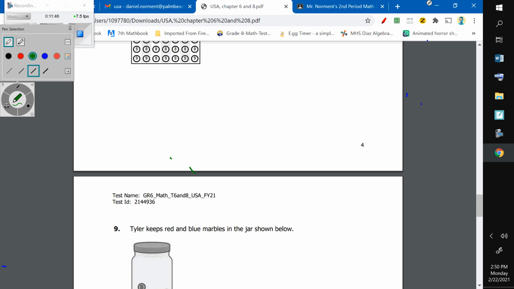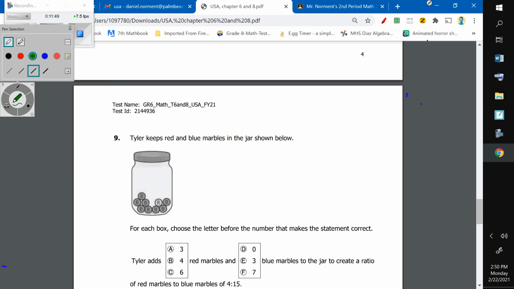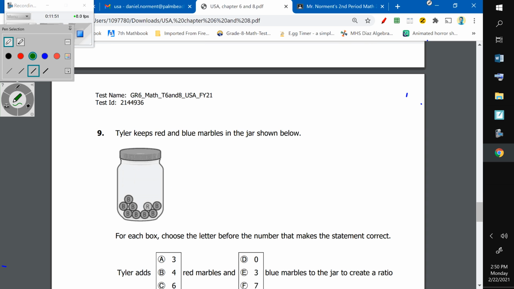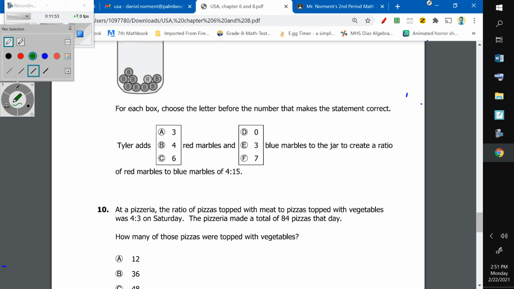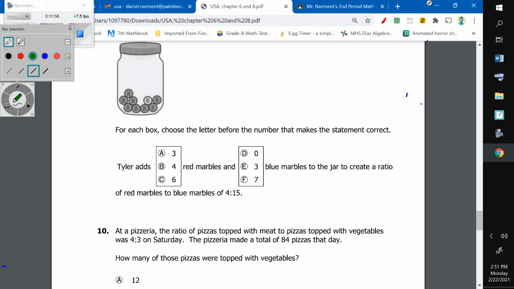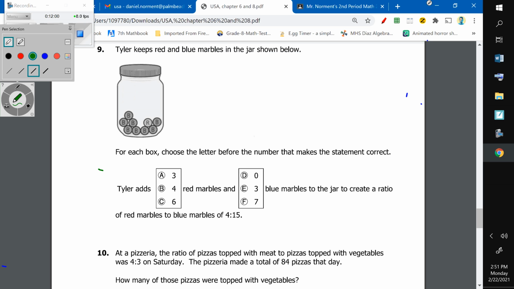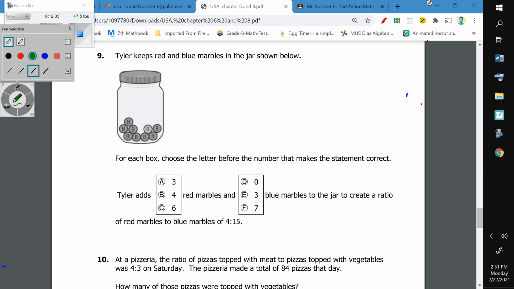Number 9. Tyler keeps red and blue marbles in the jar below. For each box, choose the letter before the number that makes the statement correct. Okay, so it says Tyler adds how many red marbles and how many blue marbles to the jar to create a ratio of red marbles to blue marbles of 4 to 15.